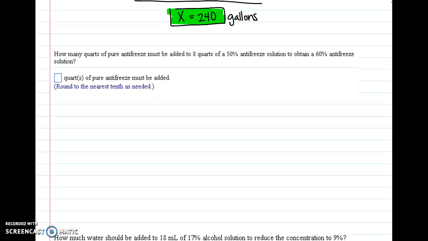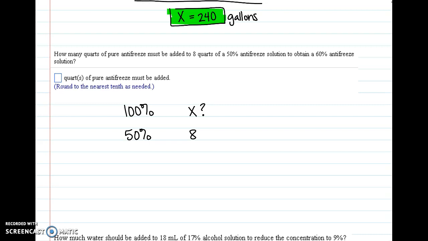How many quarts of pure antifreeze? So, how much antifreeze is in pure antifreeze? Well, it's 100%. So I have 100%. How many quarts? I don't know. We're in quarts this time. And we're going to add that with 8 quarts of 50% antifreeze.